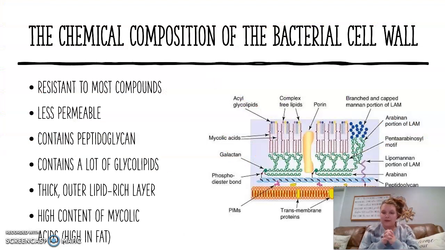So the chemical composition of the bacterial cell wall. This is really interesting in my opinion. So I included a picture to the right for you to take a look at while I go over the chemical composition. This cell wall is resistant to most compounds. It's less permeable. It contains peptidoglycan. It contains a lot of glycolipids. It has a thick outer lipid-rich layer, and it has a high content of mycolic acids, which are really high in fat, which gives this cell wall a waxy coating.